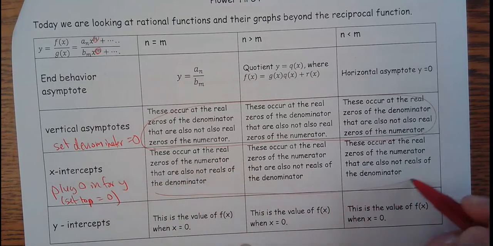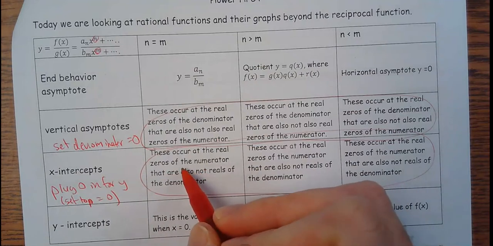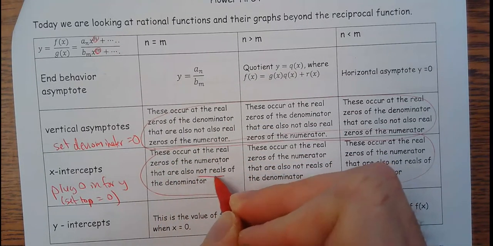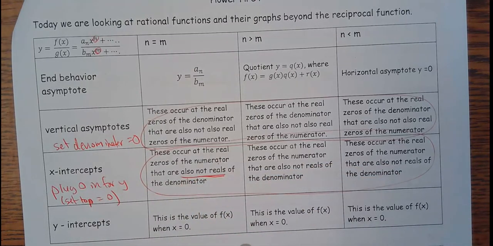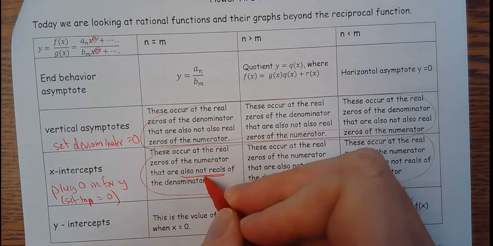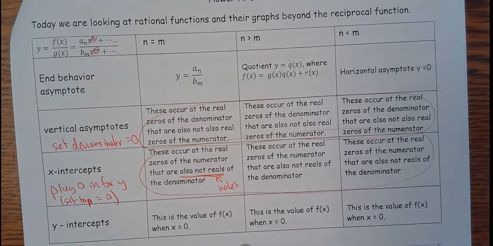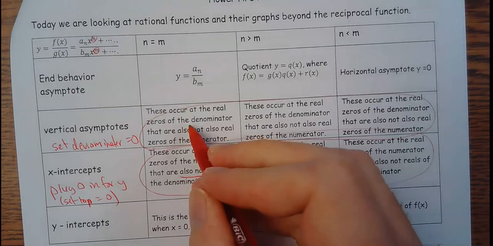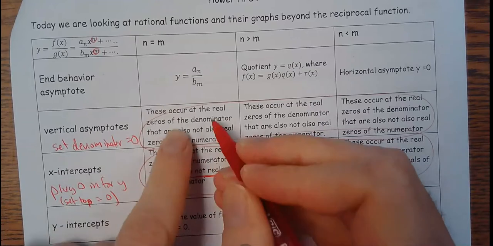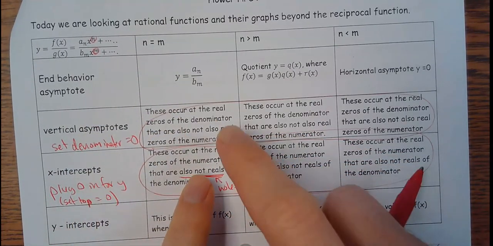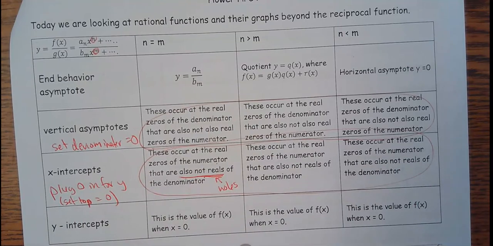Now there is something important here. Notice these are all the same, all the way across. But these occur at the real zeros of the numerator that are also not zeros of the denominator. If they happen to be zeros of the top and of the bottom, those are holes in the graph. Those won't be any sort of x-intercepts or anything like that. These will be holes in the graph, and same thing up here with the vertical. This is set the top or the bottom equal to 0, this is set the top equal to 0, and if it's a zero of both, then that's a hole in the graph.